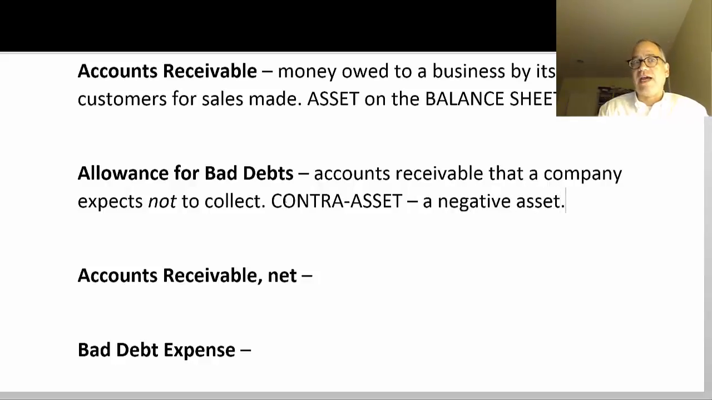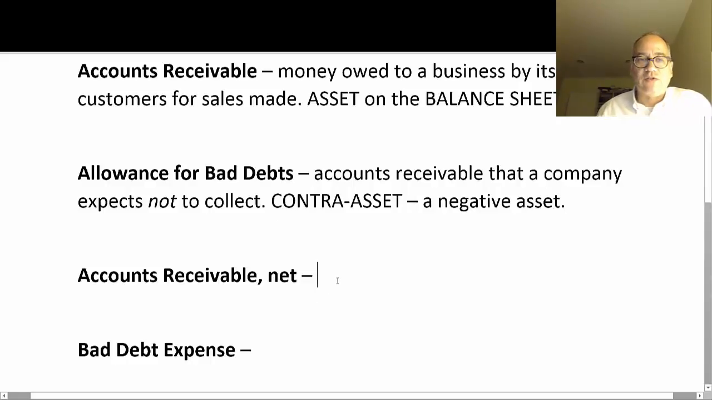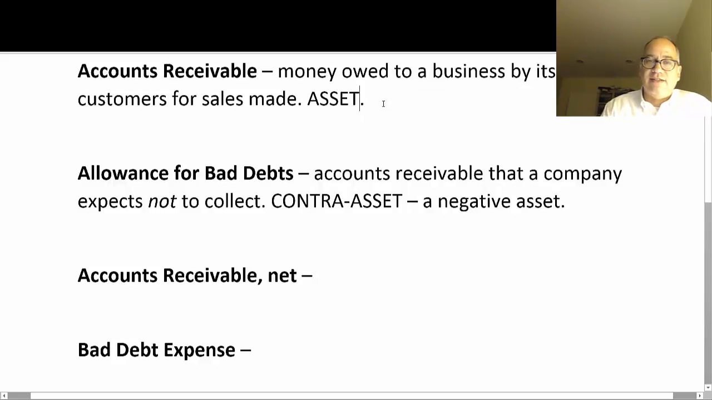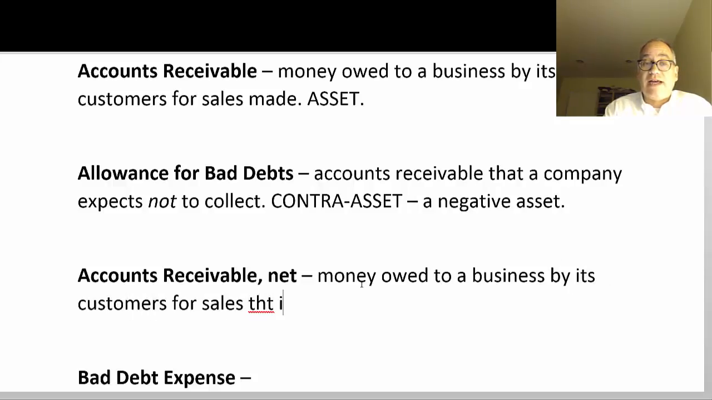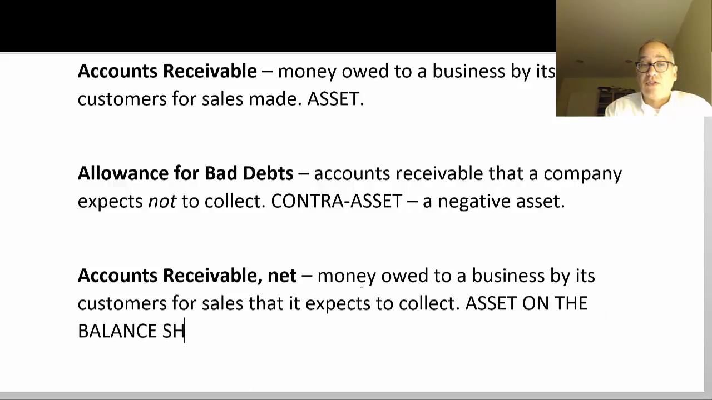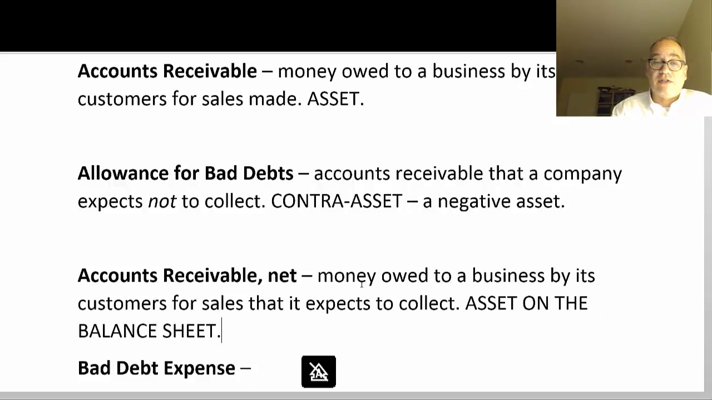It is subtracted from accounts receivable to arrive at accounts receivable net, and that's the number that actually appears on the balance sheet. So accounts receivable minus the allowance is accounts receivable net, i.e., the money owed to a business by its customers for sales made that it expects to collect. And again, this is an asset on the balance sheet. This is the number that will actually appear there.